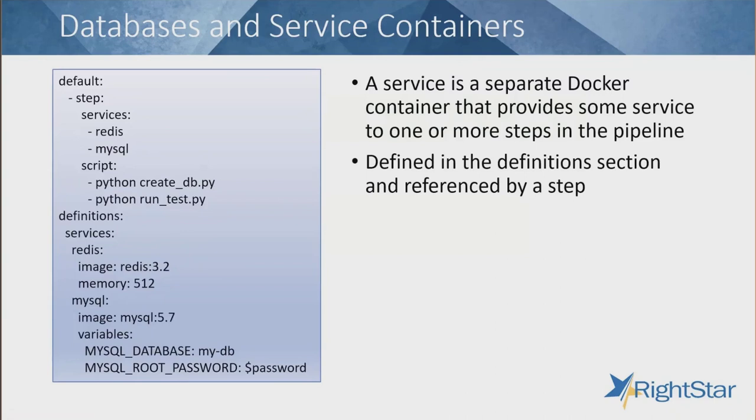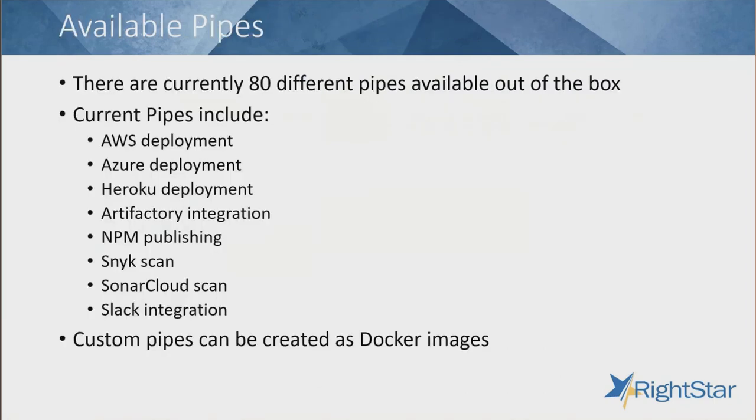Now, in addition to doing all this definition, Atlassian has developed about 80 different what they call pipes, which are available out of the box. These are custom integrations with other tools or environments. A lot of these pipes are used to deploy to other kinds of environments. So some of the examples that I've pulled out for you here.